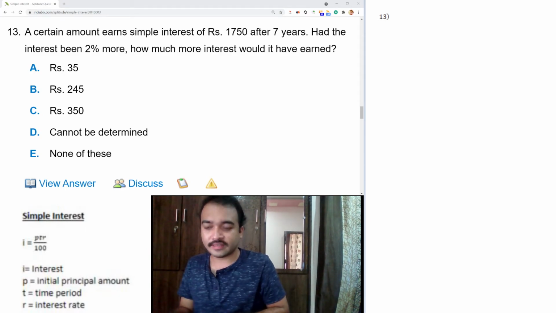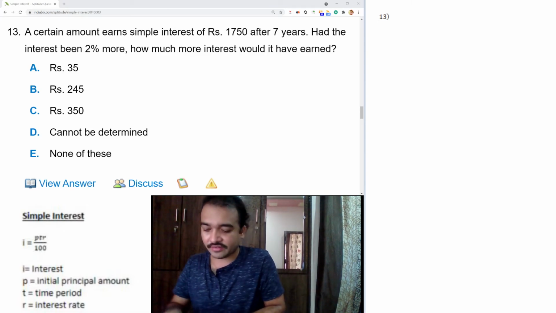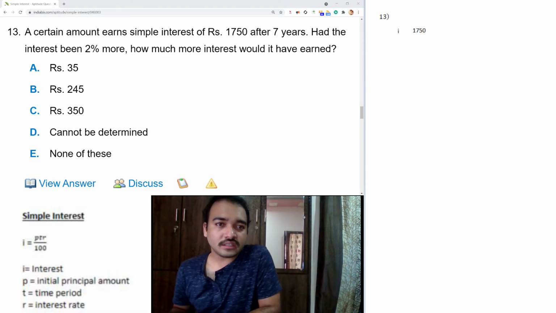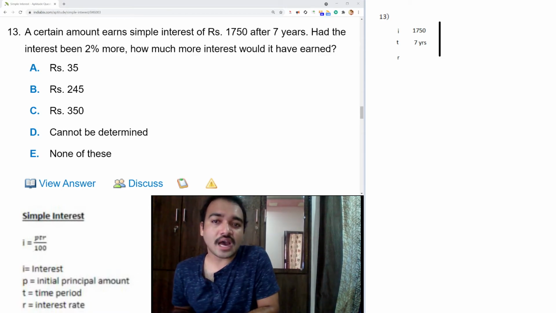Let's see problem number 13. A certain amount earns simple interest of 1750 after 7 years. Interest is 1750 after 7 years. T is equal to 7. Had the interest rate been 2% more, if the rate of interest in the first case is R, in the second case rate of interest is R plus 2, how much more interest would it have earned? We need to find out how much more interest in the second case for the same time period. T is equal to 7.